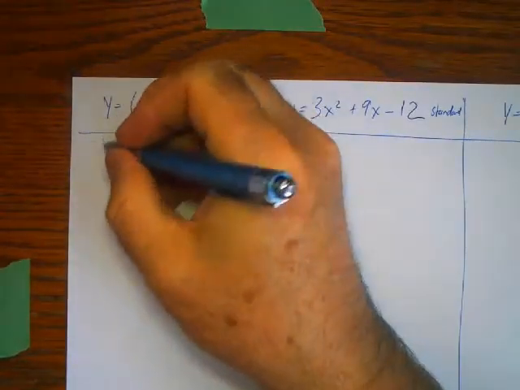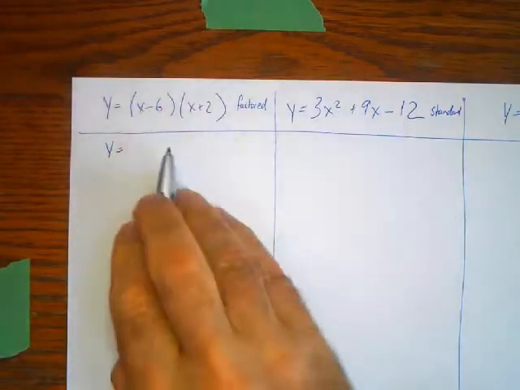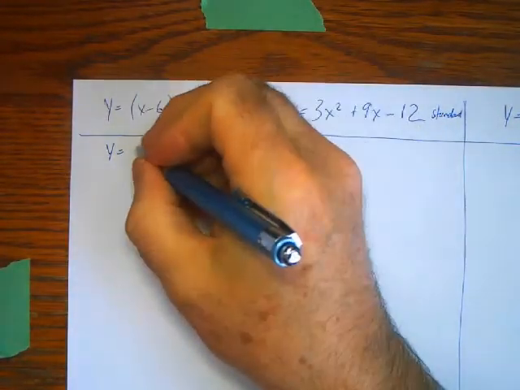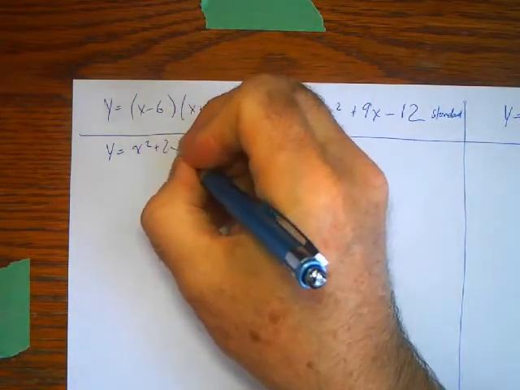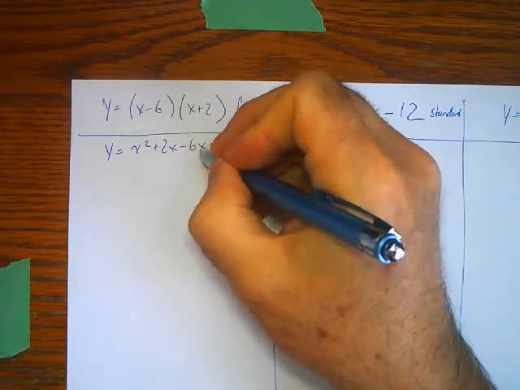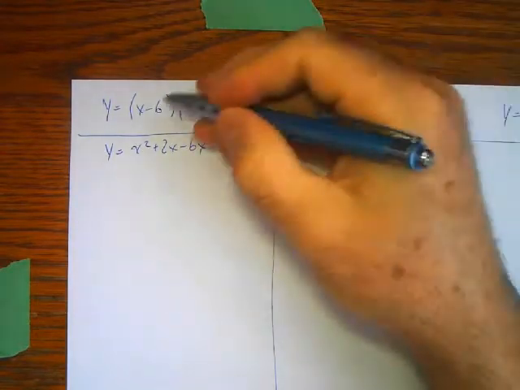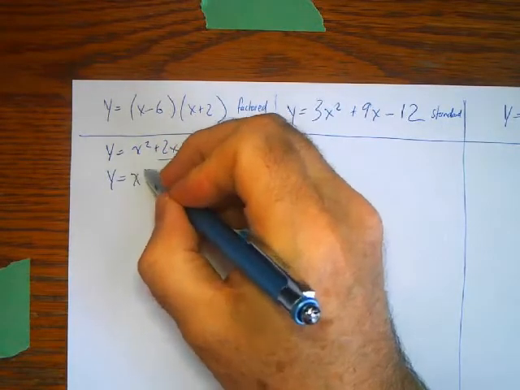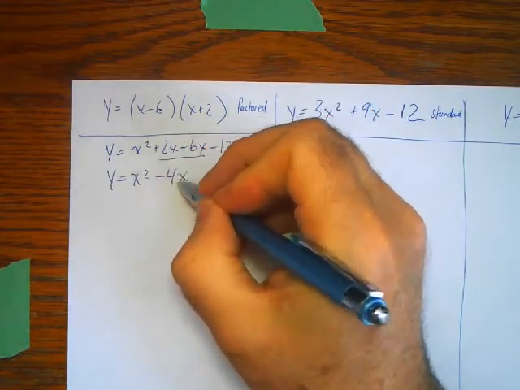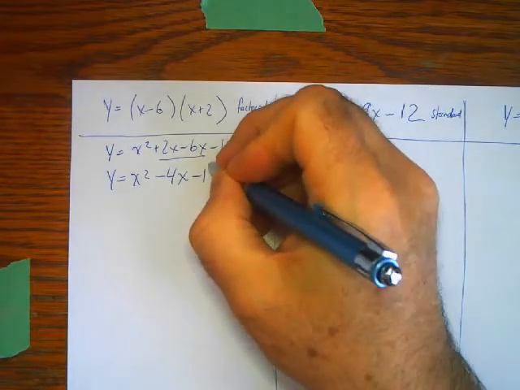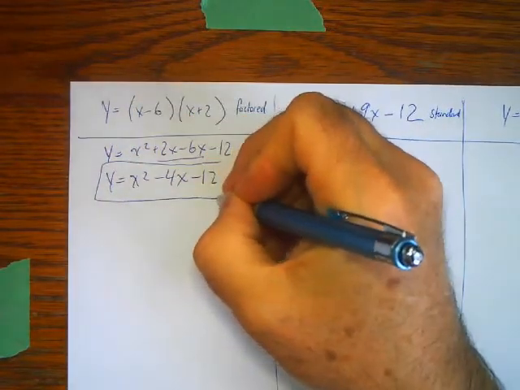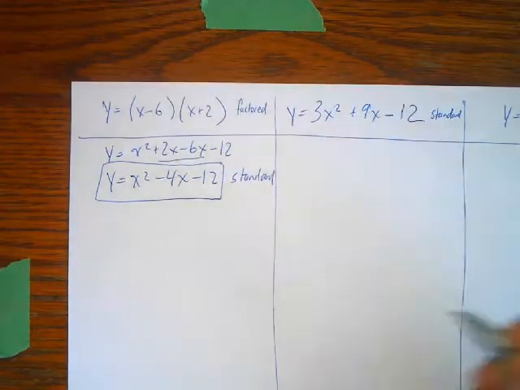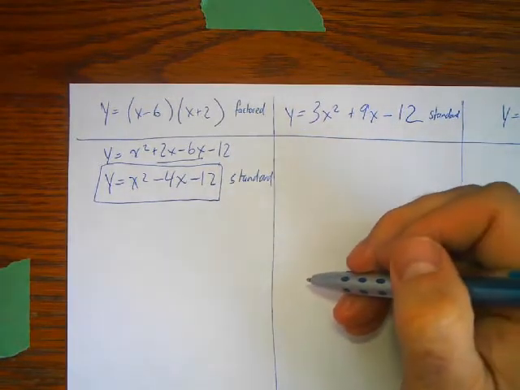So if I start working on that, I do my FOIL here. So I'm going to get x squared plus 2x minus 6x minus 12. Remember, you're just doing FOIL, okay? And we can simplify those two and get y equals x squared minus 4x minus 12. Okay, so right there we've just created our standard form. Didn't take much work.